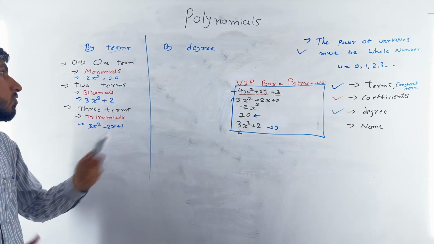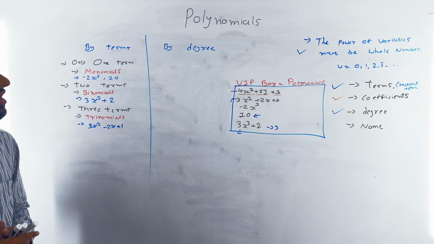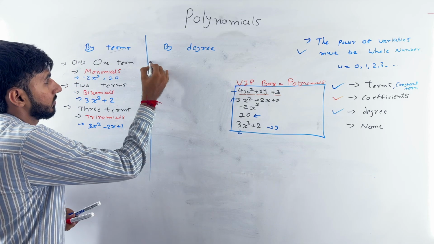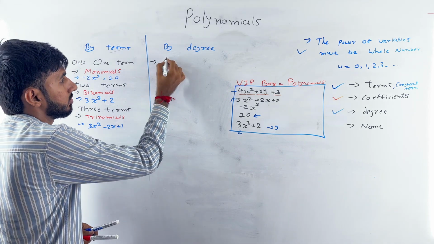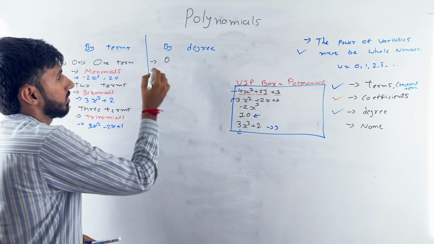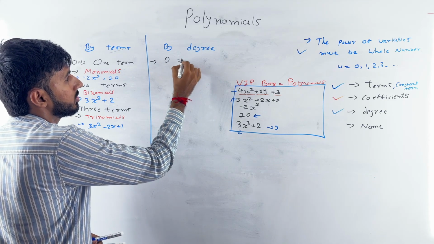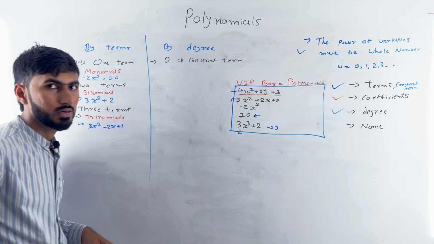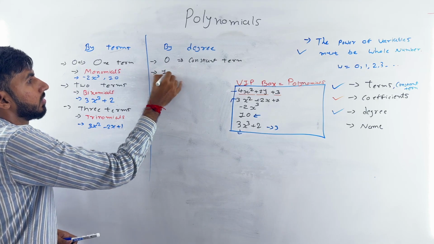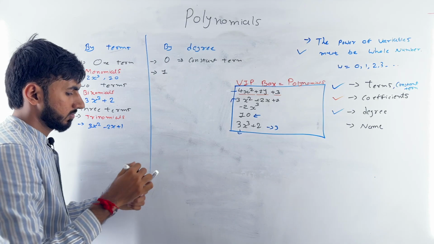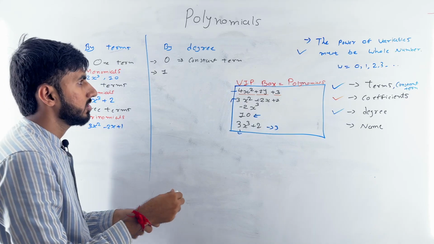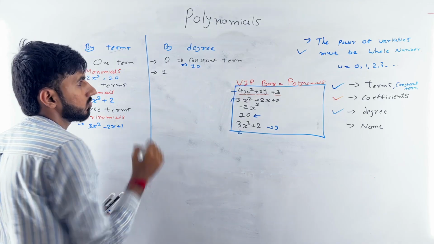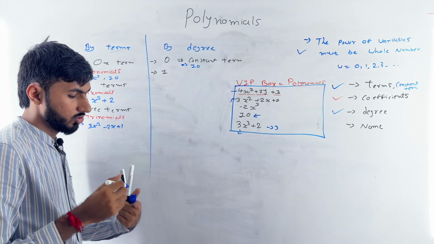Now by the degree. Here we have learned how to name a polynomial by number of terms. Now we will see how to name it by degree. If the degree of the polynomial is 0, then it is a constant term, right? I can say it is a constant term. For example, I can write 10 as a constant term, because the degree of this polynomial is 0.